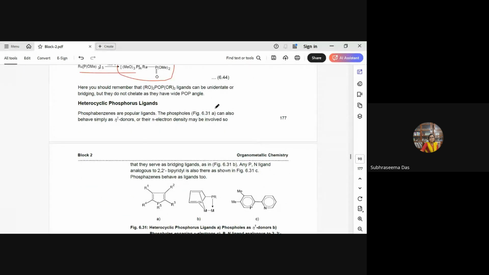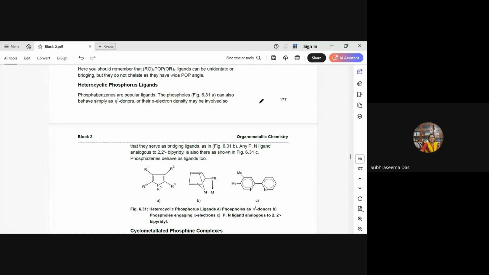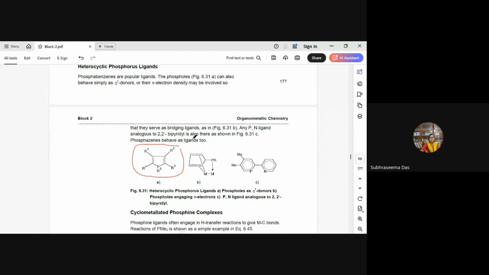Then coming to heterocyclic phosphorus ligands. Phosphabenzenes, we know, are very popular ligands. The phosphols, in the figure here, these types of structures are called phosphols. They also behave as monohapto donors, or their pi electron density may be involved so that they serve as bridging ligands. These phosphols can also be involved as bridging ligands, as shown in 6.31b. And any P,N ligand that is analogous to 2,2'-bipyridine is shown in figure 6.31c.